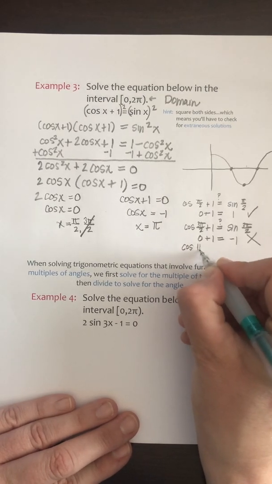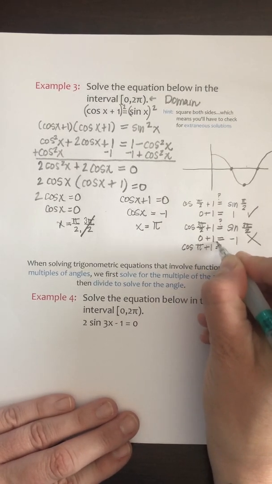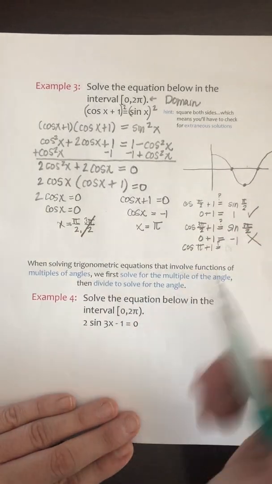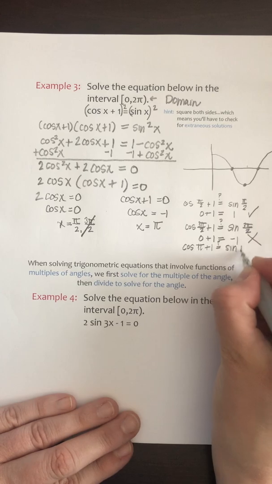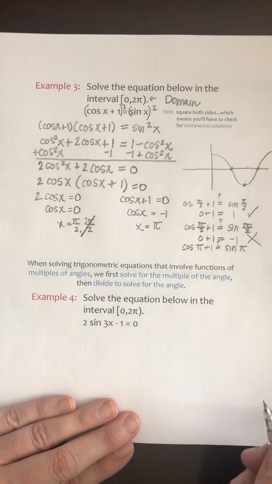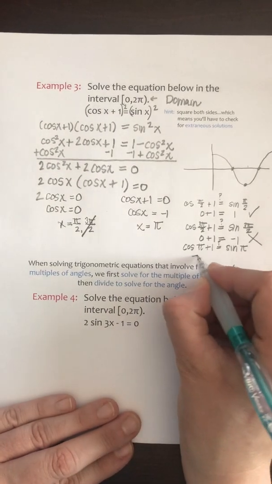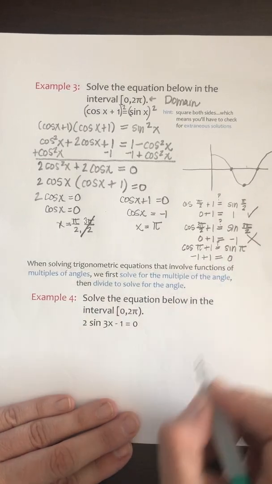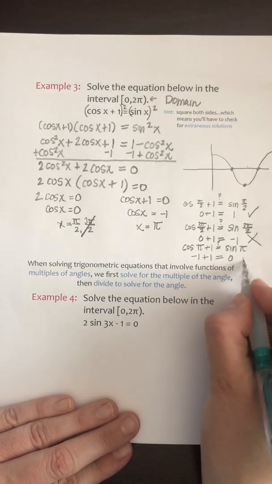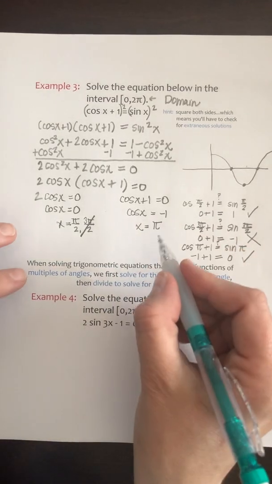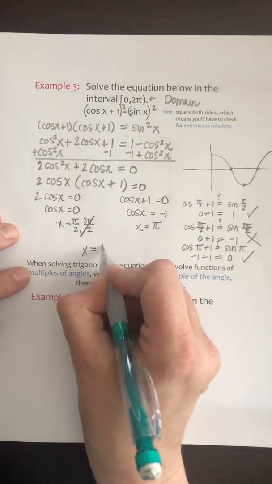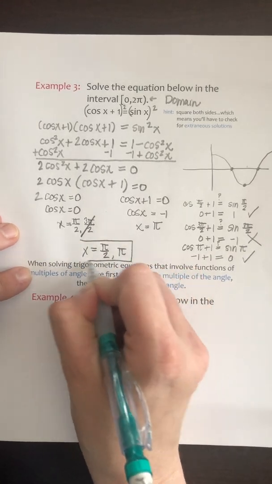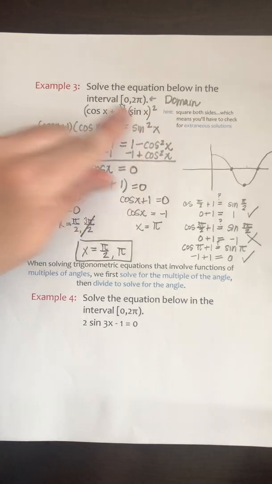Now let's check the last one. So we're going to do cosine of pi plus 1. Does it equal sine of pi? All right, cosine of pi is -1. Sine of pi is 0. Does -1 plus 1 equal 0? Yes. So for our answers, we are just getting the pi over 2 and the pi. Those are the two in our domain that work.